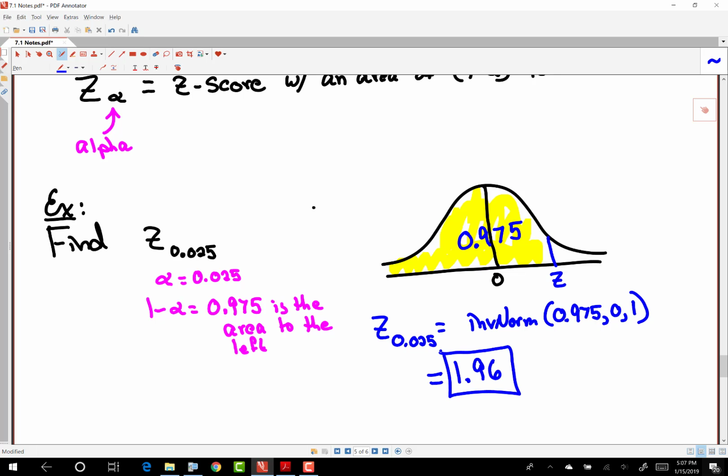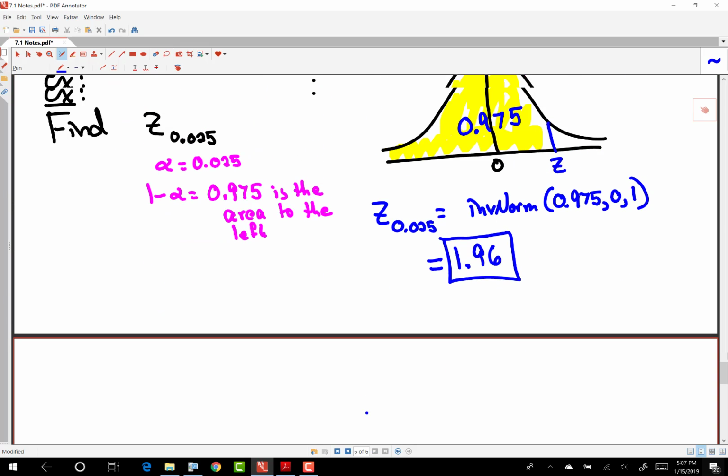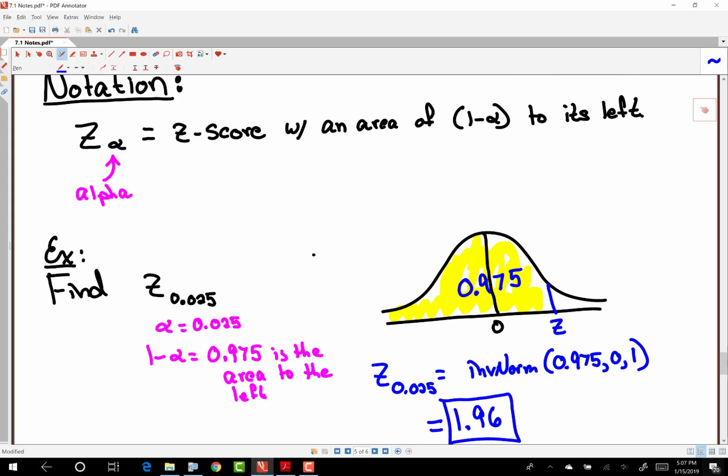All right, and that finishes up. I think that was my last. Yep, that's it. That finishes up this section. So in the next section, we'll be applying these normal distributions to real life situations, and we'll learn how to calculate these probabilities and areas on the calculator as well.